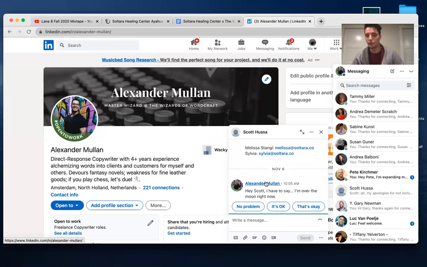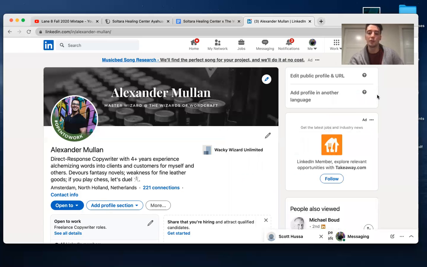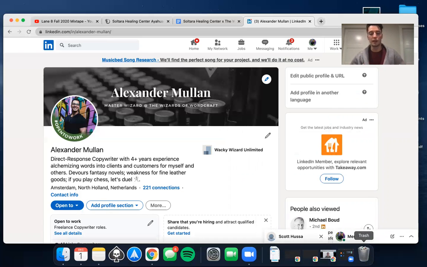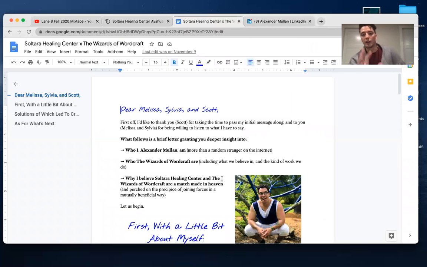So in terms of the process from here, he gave me the emails. The conversation kind of left LinkedIn, and I got in touch with Melissa and Sylvia, and I shared this with Scott as well. I sent them a short email just saying, hey, I referenced this conversation so they knew who I was. But what I sent them was this letter. I'm not going to go through and read it because it's 4 pages and about 1,000 words.